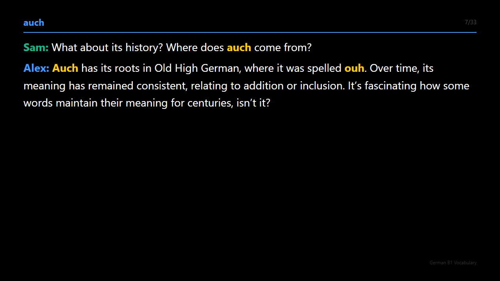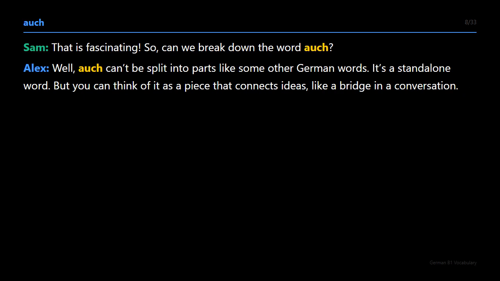That is fascinating. So, can we break down the word auch? Well, auch can't be split into parts like some other German words. It's a stand-alone word. But you can think of it as a piece that connects ideas, like a bridge in a conversation.